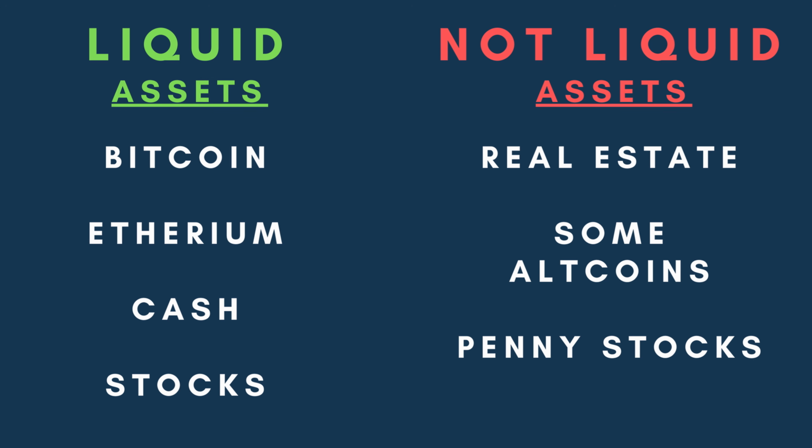A few examples of not liquid assets would be real estate, where it takes a really long time to have that transaction, as well as altcoins and penny stocks. So things that are not traded by a lot of people and the market is so wide, it's hard to get a fair price and hard to get in and out over time. Now you know a lot more about liquidity and why it's so important.